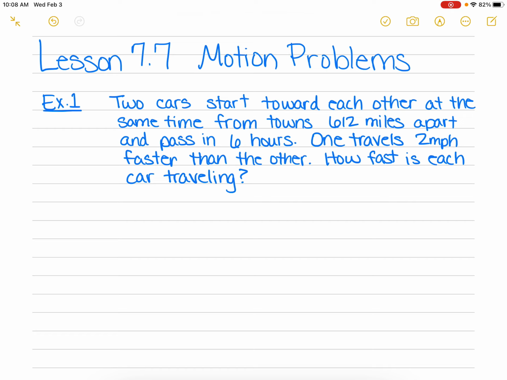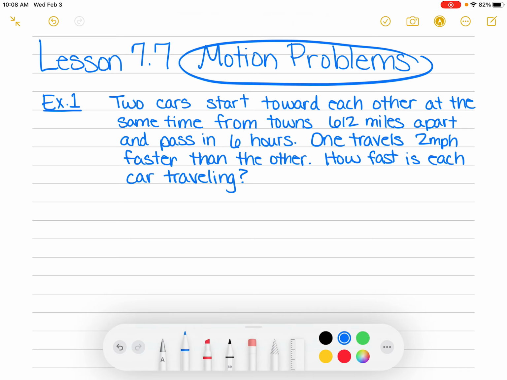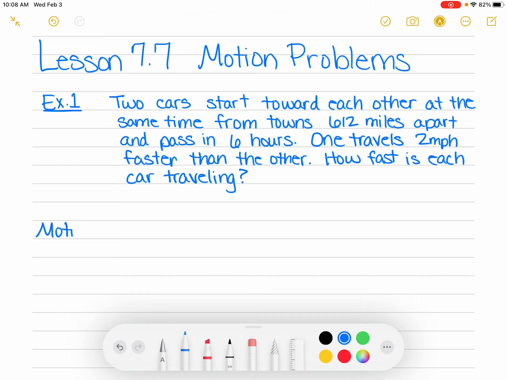But the main thing that you need to know with your motion problems, and I probably should have written this up sooner, was your motion formula, okay? And that is, I'll write it down here. It's not really called a motion formula, but we're going to call it that for this section. And that is RT equals D. And that means the rate times the time equals distance.